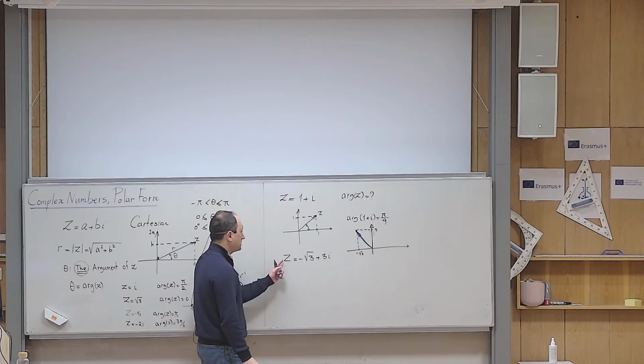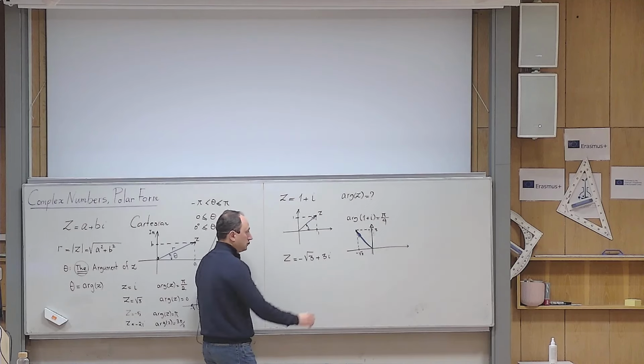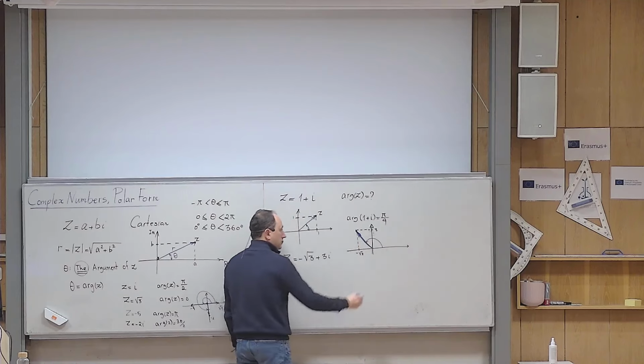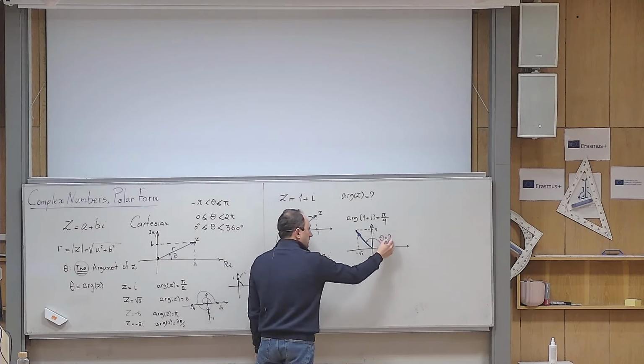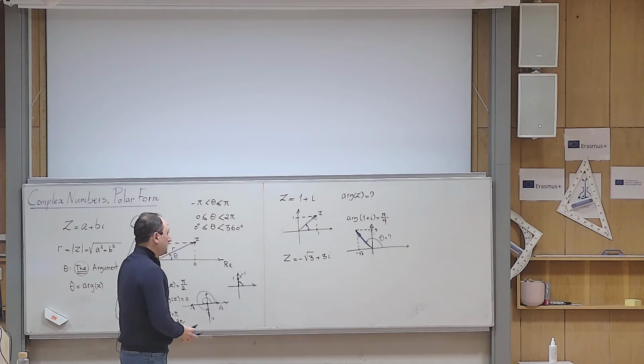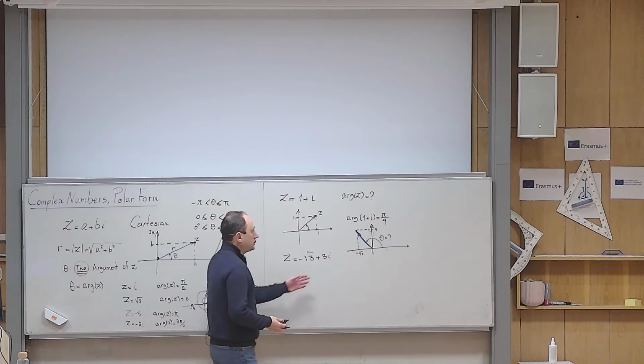But be careful. Which one is the argument? Not the small one. You always have to start from the positive part of the real axis. So this theta we need to find. You have to convince yourself what theta is.